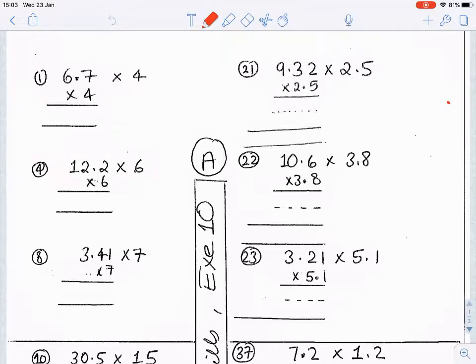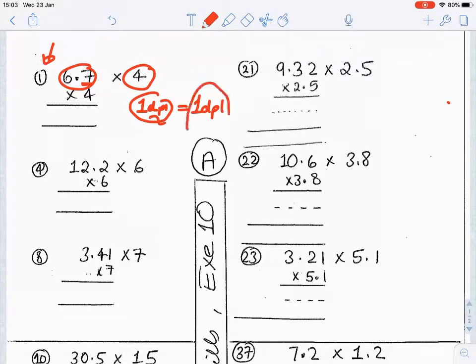So, question number 1. We have 6.7 times by 4. In this particular question, we have the first part of the question and the second part. There's no decimal points in here, but there's one in here. So what do we say? We say for this question, there's one decimal place in the question, so there'll be one decimal place in the answer. So we're going to do this question, which is originally written like this, in that format. So let's get rid of that and let's get started.